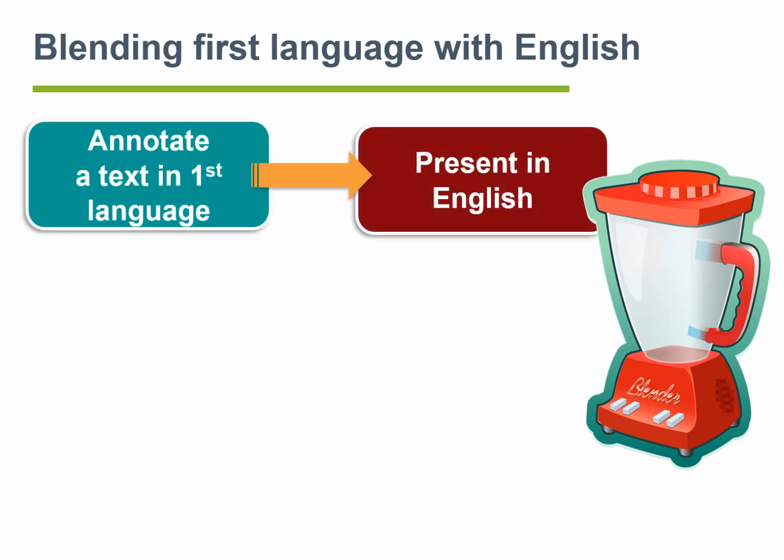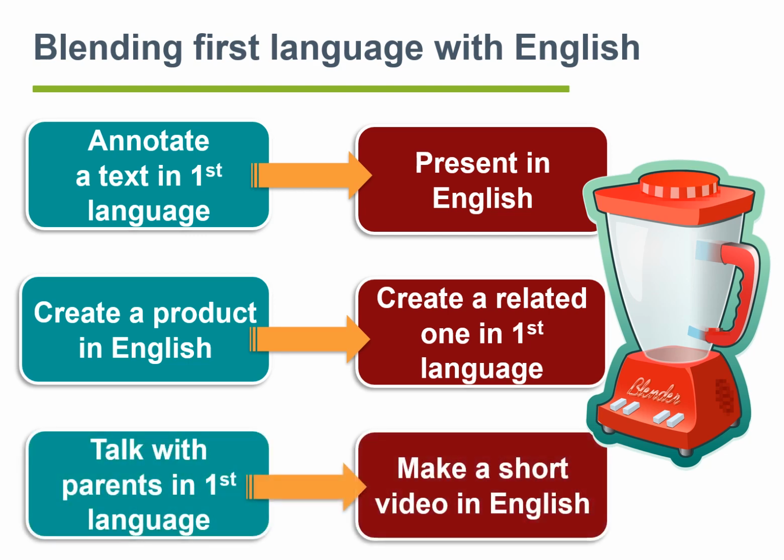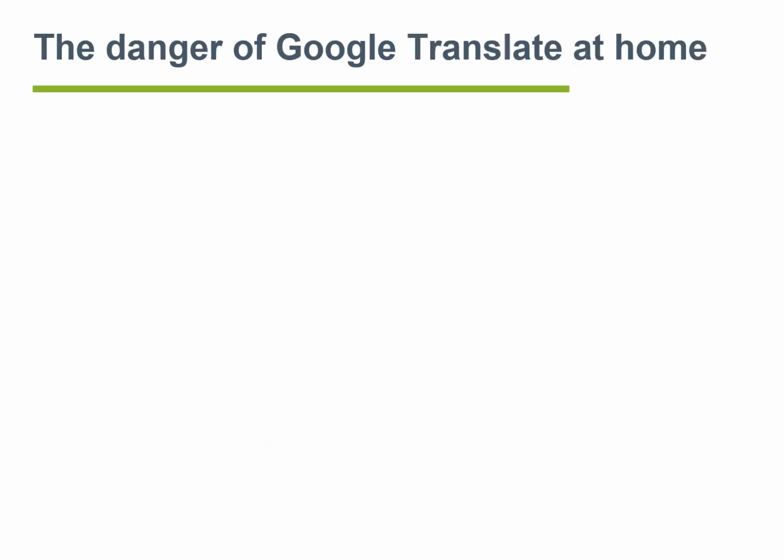Learners could first annotate the text in their first language and then present it to you in English. Teachers can ask learners with EAL to create a product in English first and then create a different but related one in their first language. Finally, learners with EAL could discuss a set of questions about the topic with their parents or other members of their family in their first language and then make a short video about it in English.